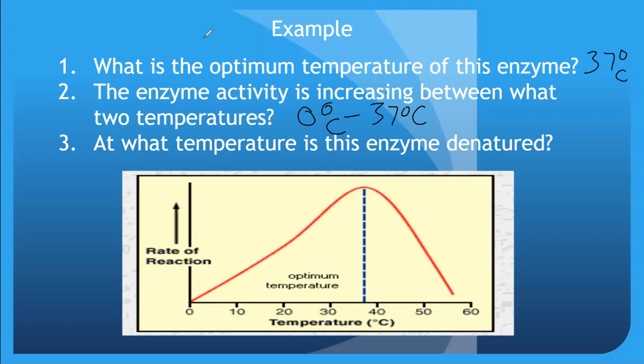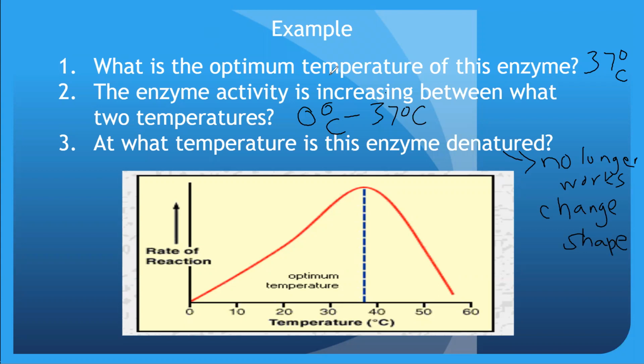And my last question was, at what temperature is the enzyme denatured? So what does it mean to be denatured? It means that it changed shape. So it no longer works. It changed shape.